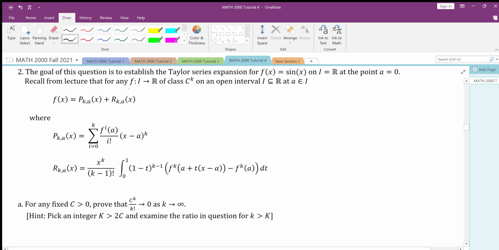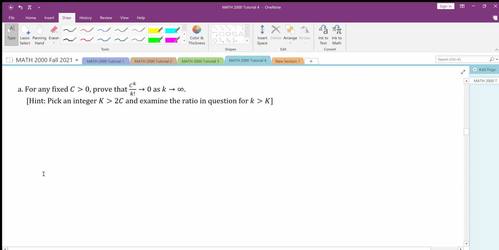So from lecture, we learned that if f is of class C^k, so C^k means that you have up to the kth derivative of f, and all the derivatives will be continuous, right? That's C^k. So if f is of class C^k on an interval I, and we center around a inside of the interval, then we have that our function f(x) can be expressed as some p(x) plus some r(x), where p(x) and r(x) are, as you can see here, and that's something we should have already done in lecture.